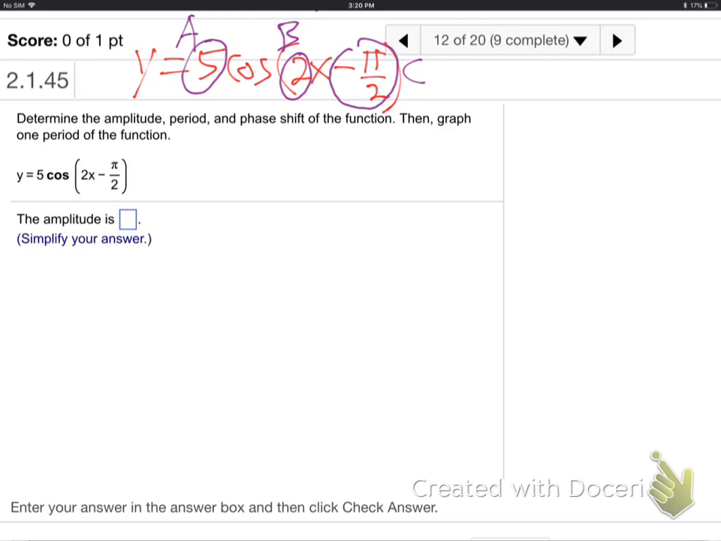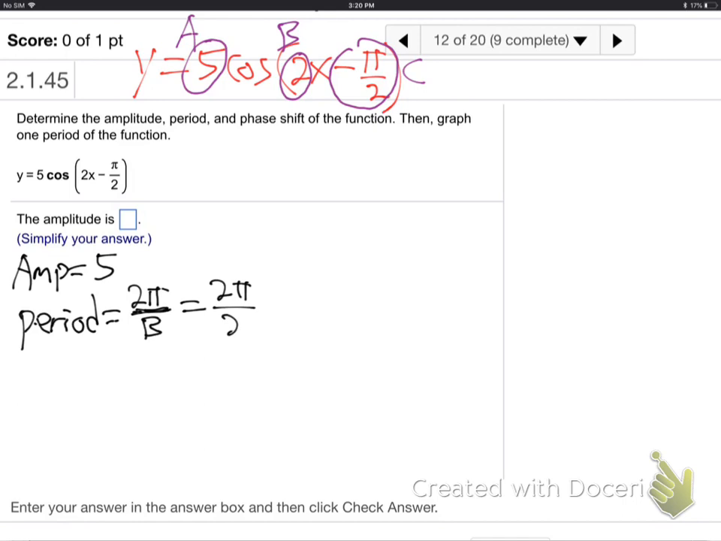Open and finish. So let's go through the details. All right, what's the amplitude? That's going to be 5. Number in the front, always positive. The period is 2 pi over b, which is 2 pi over, what's b? 2. The period is pi. We good there? And then the phase shift.